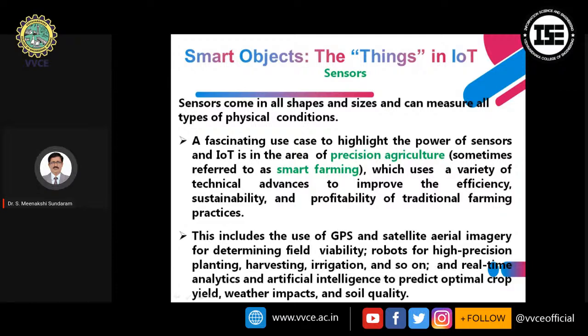And this includes GPS and satellite aerial imagery, which we are nowadays comfortable with, for determining field viability. For high precision, we can use robots for planting, harvesting, irrigation, and so on. And real-time analytics with artificial intelligence, which recently we are able to embed with IoT, lets us use these AI techniques to predict optimal crop yield, weather impacts, and soil quality measurements. So we are able to understand and come to quick conclusions based on the data sensed by these sensors.